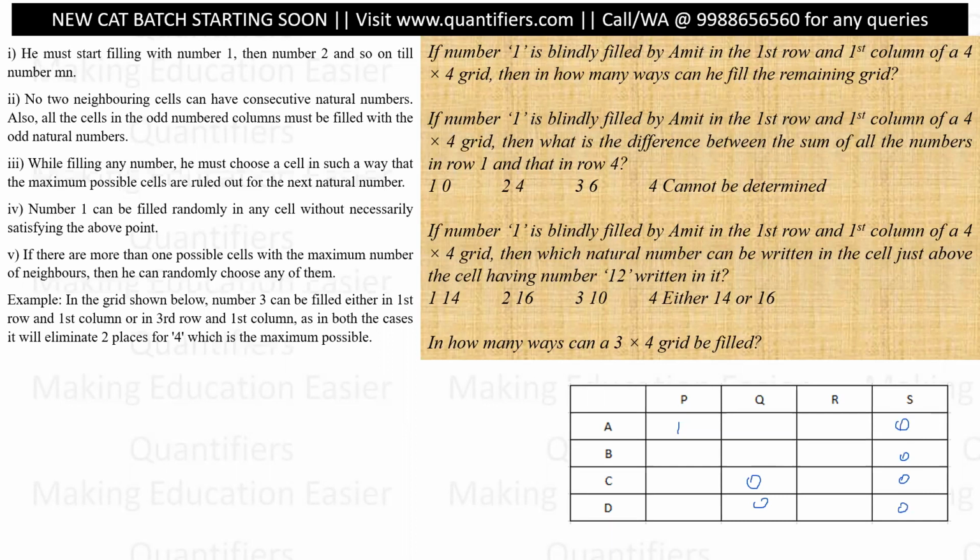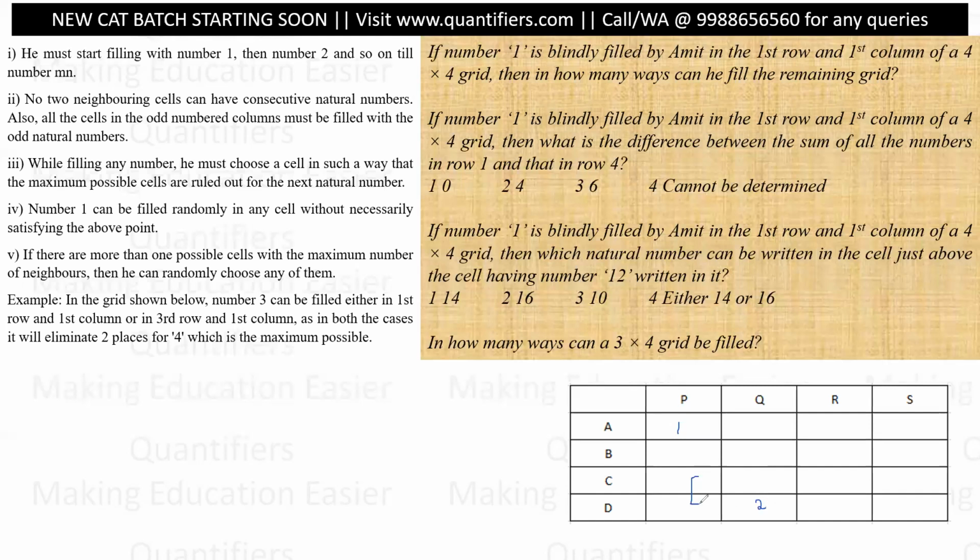Now let us understand the functionality of filling the 2. Now if I am filling 2 over here, then these 3 cells and these 3 cells are getting eliminated for filling the natural number 3. That means for filling 3, 6 possibilities are eliminated at once, right? Because these are all neighboring cells. These 6 are neighboring cells. All right. So okay, this offers 6 places to eliminate.